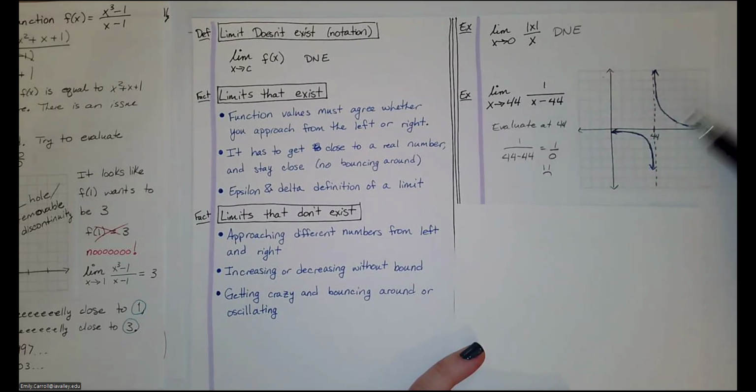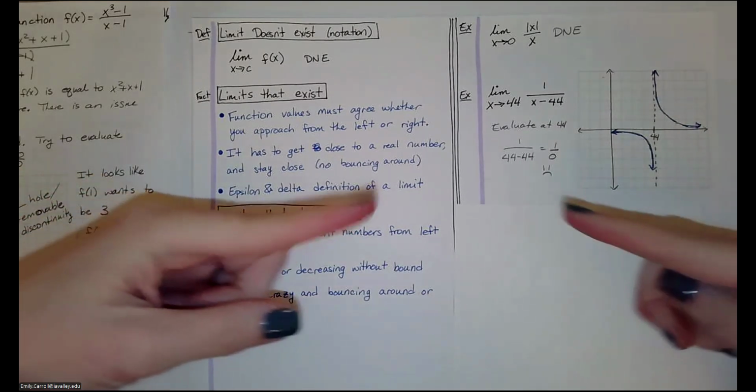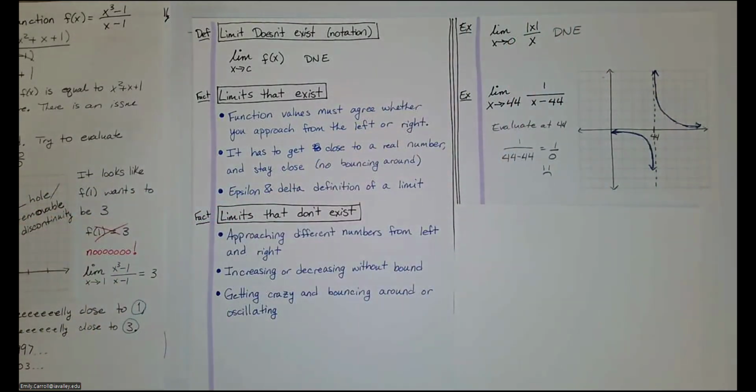When you're below 44, that difference is negative, so it blows up in the opposite direction. Okay, and remember, it still would be does not exist if it were both going up like that.